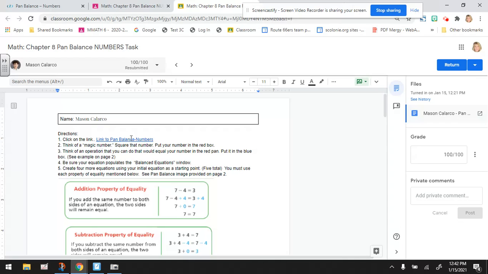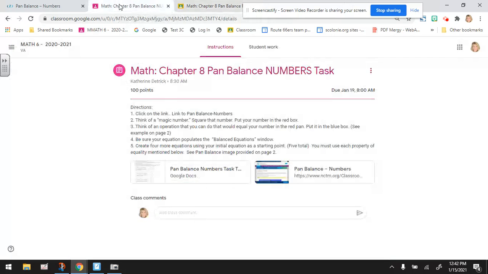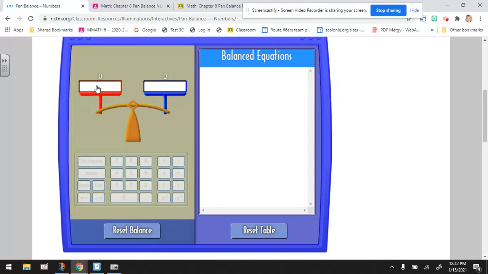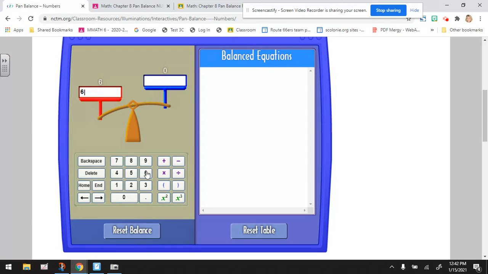Number 2, think of a magic number. Square that number, put your number in the red box. All right, so let's go back to the pan balance task. The magic number I'm going to come up with, I'm going to think of the number 6. And to square it, I have to hit this button. See how it says x squared? I'm going to square it. So I just squared 6, and it shows you what it equals up here, which is 36. All right, so we've done that.